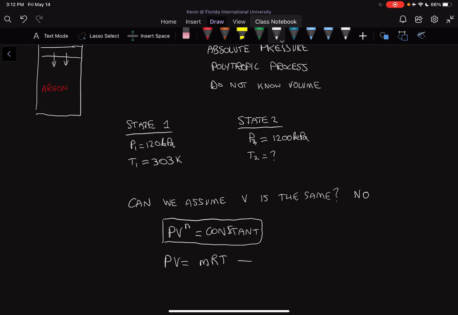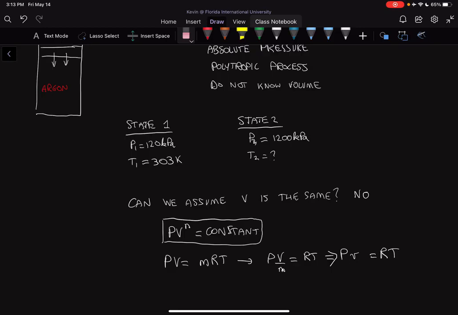So what we're actually going to be doing is rearranging this equation to say that PV over M, so bringing the M to the left side, is equal to RT. And we know that V over M is specific volume. So we have PV is equal to RT. Okay, so we have these two equations to govern what is happening in our problem.